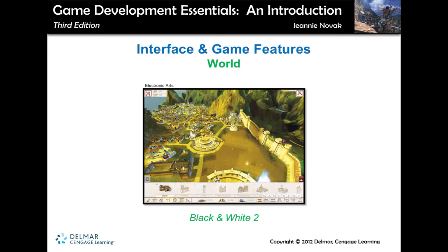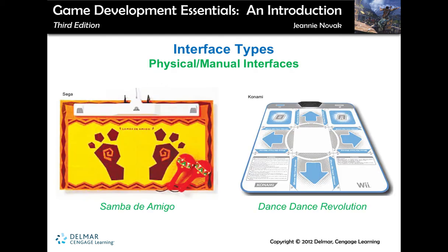Sometimes the player interface is modified depending on what part of the game world the player is in. One of the most common ways to deal with that is to design a level structure by using maps that can be accessed through the game interface. So there are actually two types of interfaces. There's the manual or physical interface, and there's the visual interface. So we're going to address both of those.